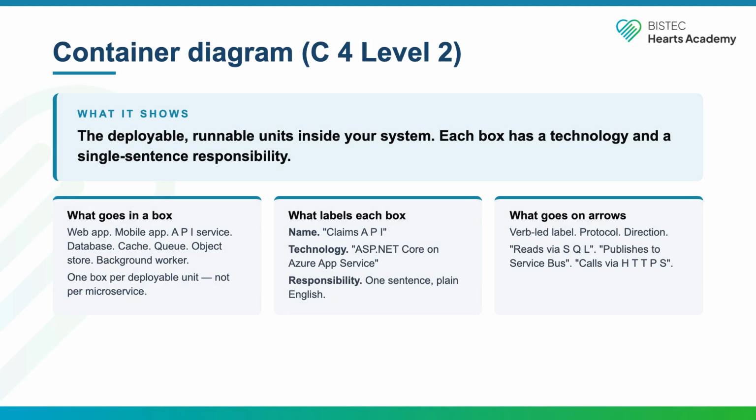A container diagram shows the deployable, runnable units inside your system. What goes in a box? The web app, the mobile app, the API service, the database, the cache, the queue, the object store, background workers. 1 box per deployable unit, not per microservice. What labels each box? The name, claims API, the technology, ASP.NET Core on Azure App Service, and a 1-sentence responsibility, stores and validates expense claims.